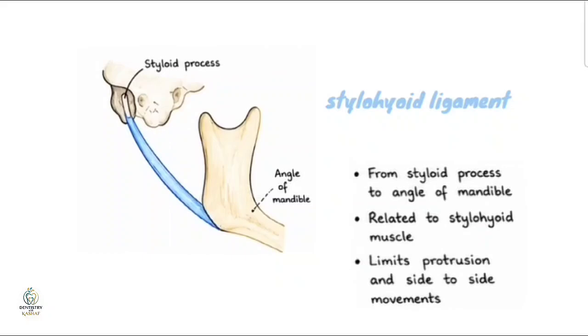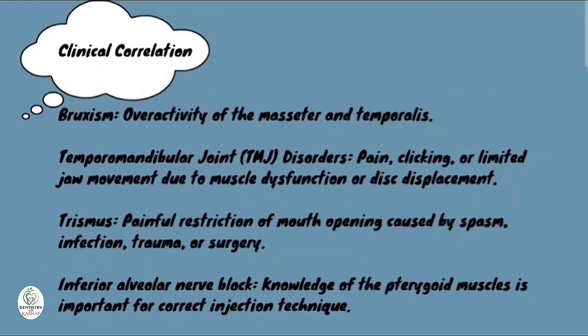In the case of muscles, you are going to remember what they actually cause, but in the case of ligaments, you are going to remember what they actually restrict, because their main function is to restrict and stabilize. What is the clinical correlation of the muscles of mastication or associated structures? Here are bruxism, TMJ disorder, trismus, and inferior alveolar nerve block. These are the 4 basic things every dental student knows, or anybody studying head and neck anatomy.